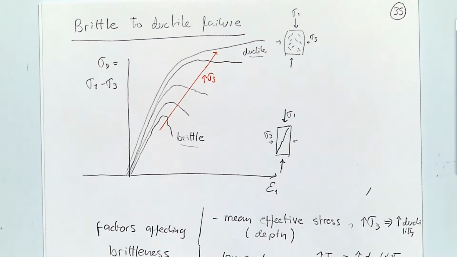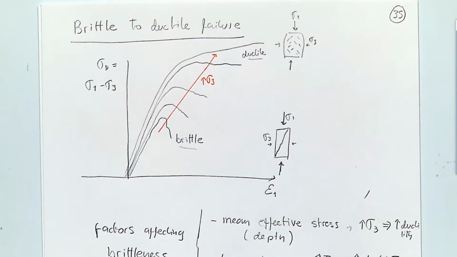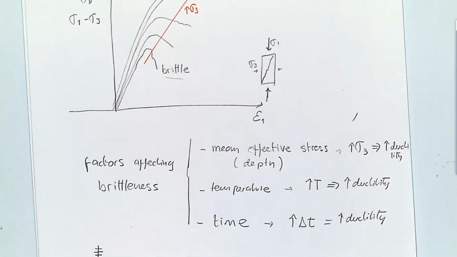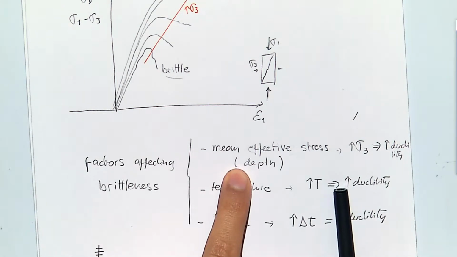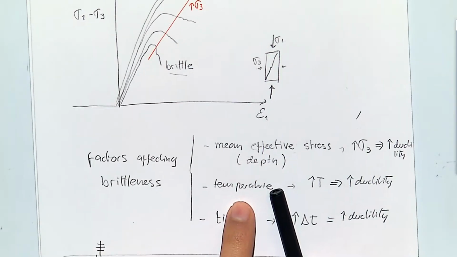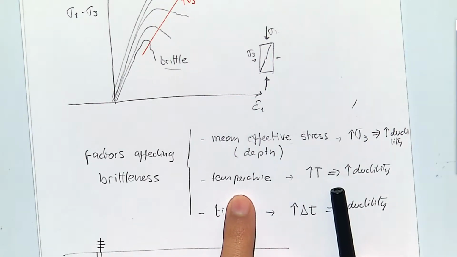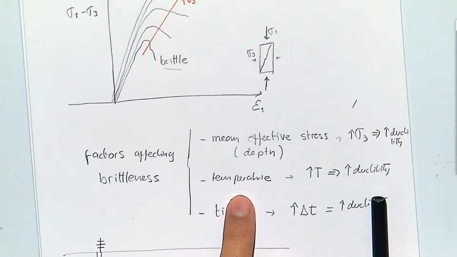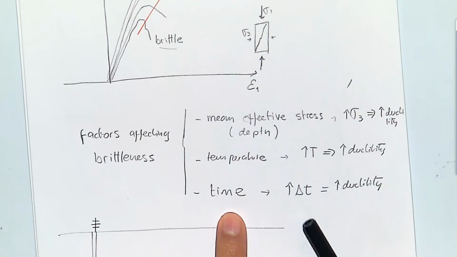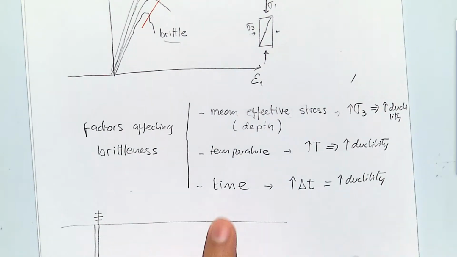And we discussed a little bit about the factors that affect this brittle to ductile failure. One of those, the main one, is mean effective stress. That means when we go deeper, the rocks get more ductile. Temperature, also: the higher the temperature, the higher the ductility. When we get deeper, rocks get more ductile. And time is also important.